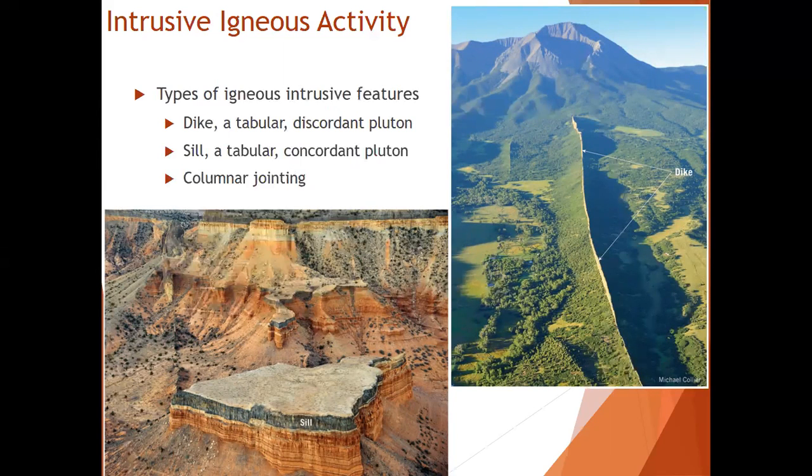And this is showing you here what the dike looks like. You can see the picture on the right-hand side of the screen. It is perpendicular to quite a bit of the other rock activity in the area. And this is showing a picture of a dike from Colorado. The picture of the sill, you can see that it is parallel to the sedimentary rock features there, and that is a sill from Utah.